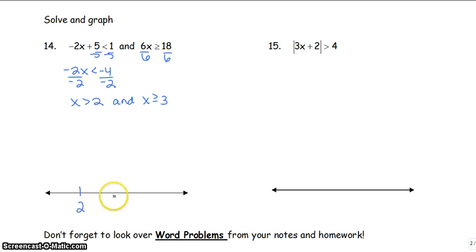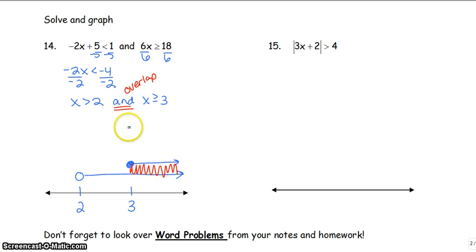Make sure that your numbers are in the correct order on your number line. Since it's greater than 2, we've got an open circle to the right, greater than or equal to 3 to the right. And since we have an AND graph, that means that we are looking for the overlap. What do both of them share? So they're overlapping here. They both have the number 3, so we've got a closed circle to the right.